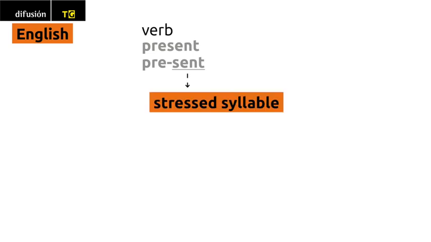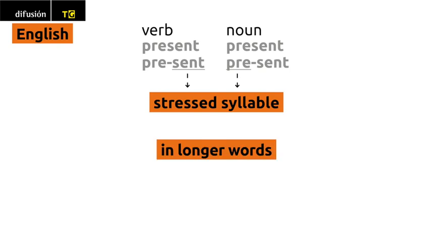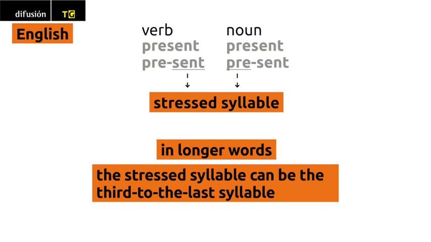For example, in English, in the verb present, meaning to give a presentation, we say the last syllable with more emphasis than the first one, since it is the stressed syllable. However, in the noun present, meaning the current moment, the opposite is true. The next to the last syllable is stressed. In longer words, the stressed syllable can be the third to the last syllable, as in the word photography.